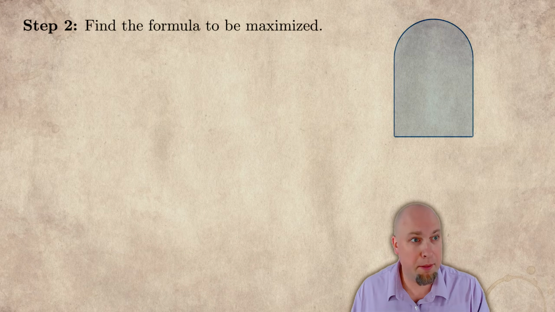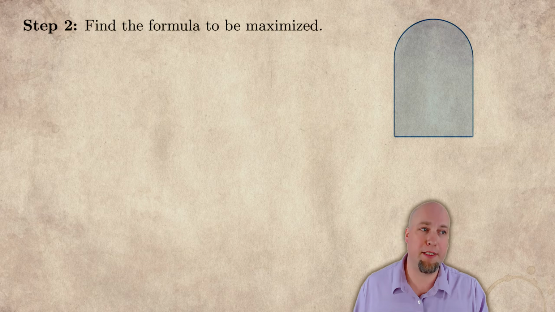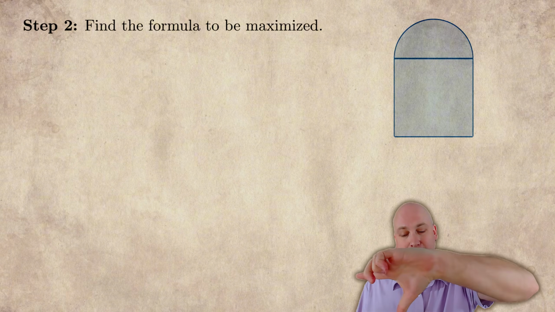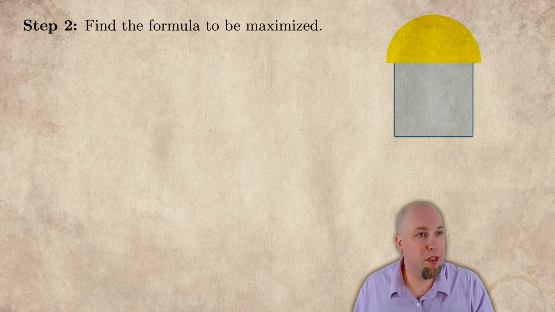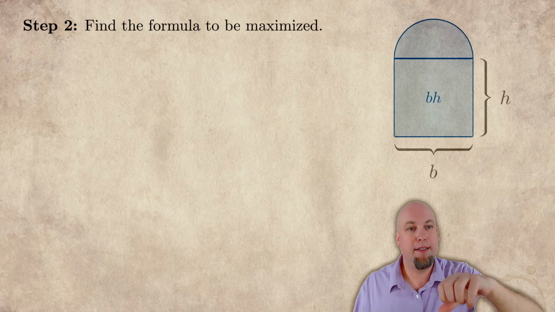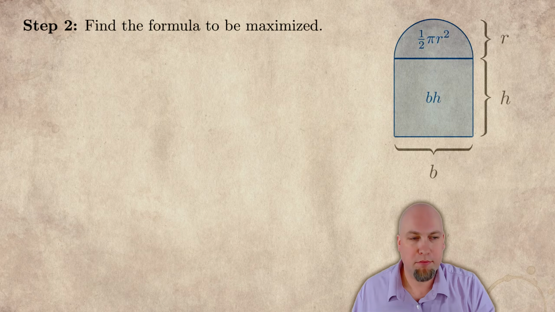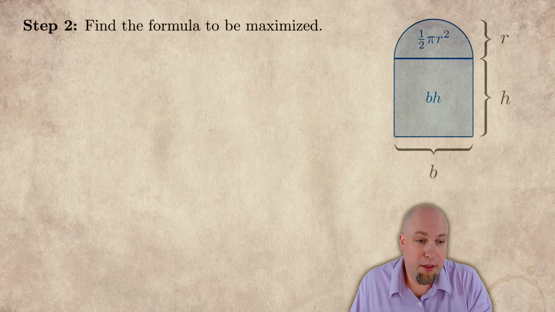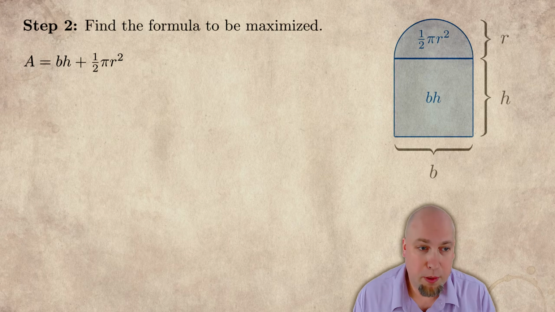Okay, so we've got to come up with the formula for the area of this Norman window. So let's break it down piece by piece. This Norman window is made up of a rectangle and a semicircle, and we know formulas for the areas of those two shapes, right? A rectangle's area is just base times height, and a semicircle's area is just 1/2 pi r squared. So the area of the whole thing is just base times height plus 1/2 pi r squared.